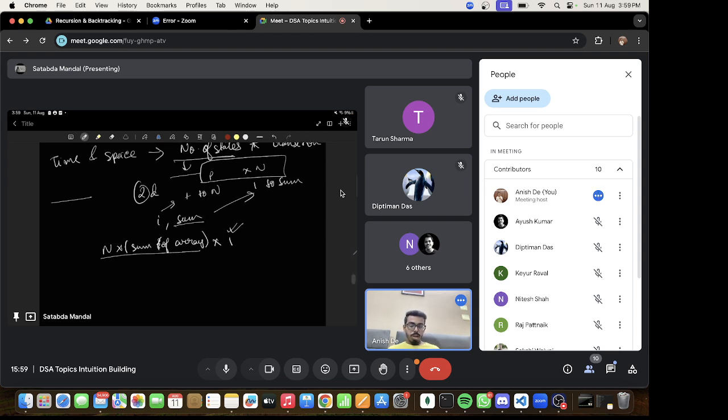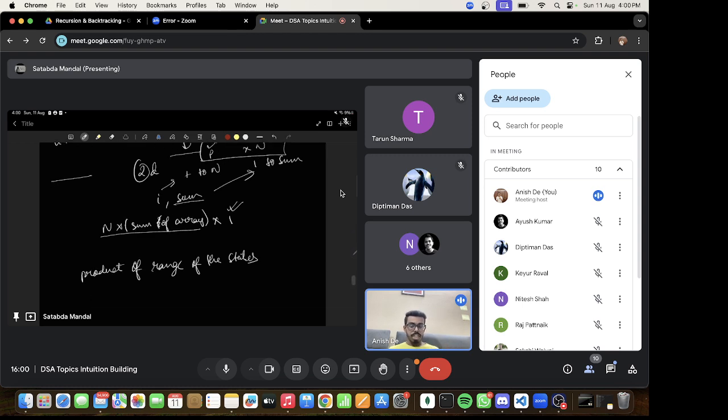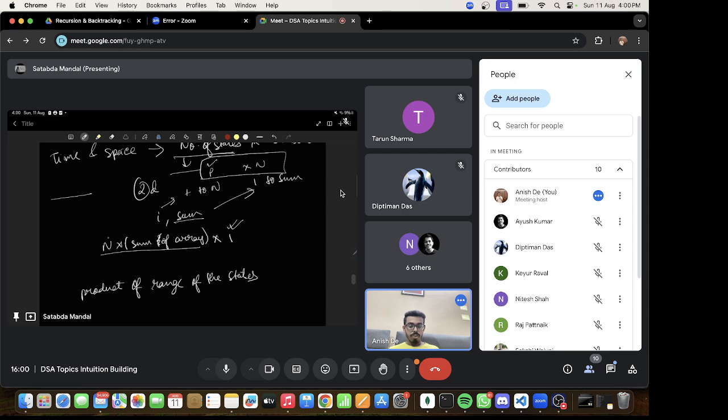Space will be product, only this product, okay, like product of the range of the states, that will be the space, because you will be using an array of that length. For example, in this subset sum, so the first index will vary from 1 to n, the second index will vary from 1 to sum of the array, okay. So you will be using an array of dp n sum of the array, okay. This will be the length of the dp array.